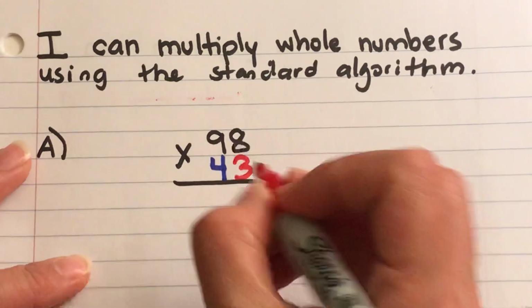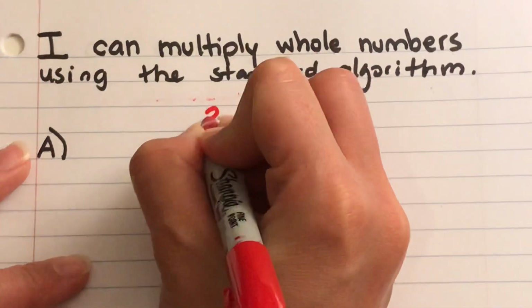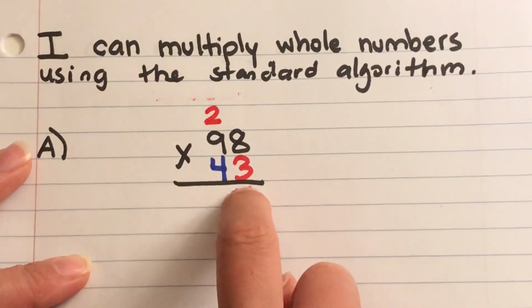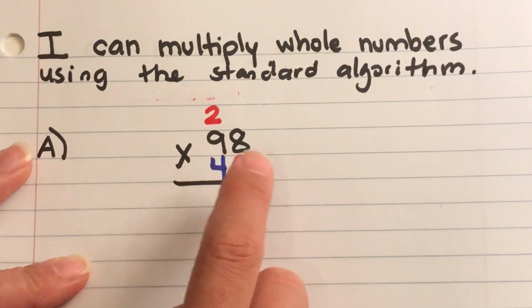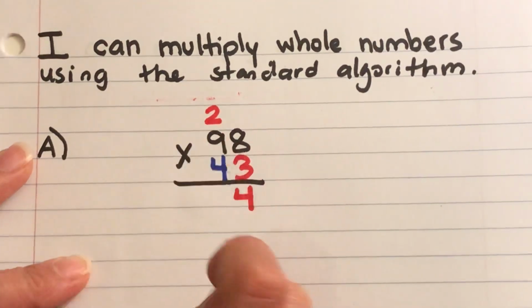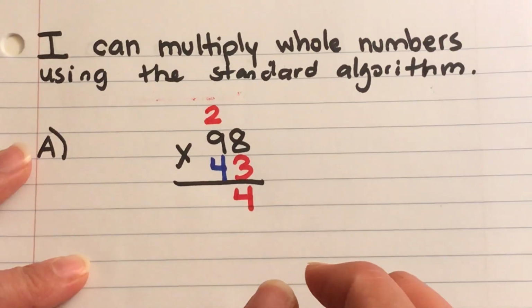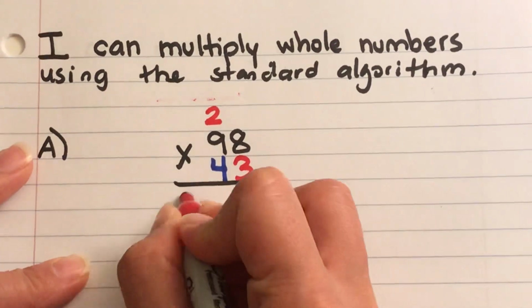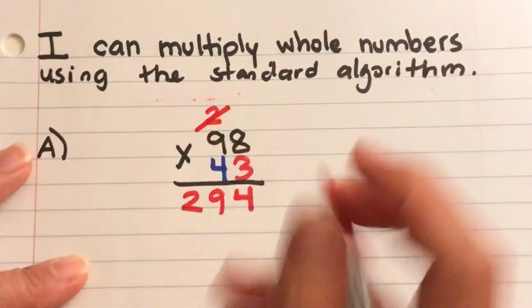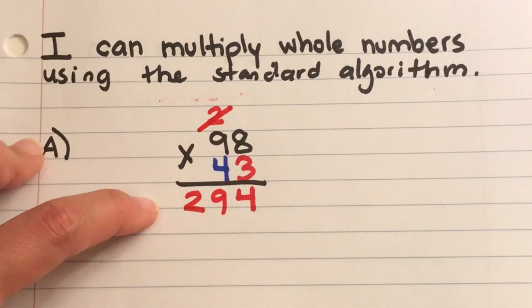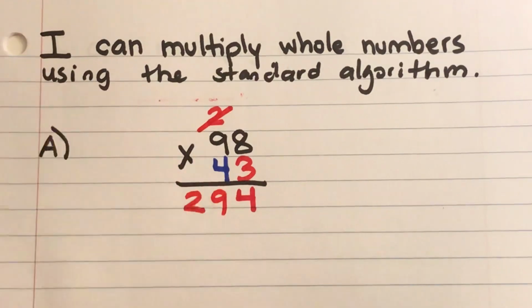3 times 8 is 24, so 4 ones, 2 tens. 3 times 9 is 27. And then you add the 2, which is 29. Good. I always try to cross out what I used for my first partial product just so I don't get confused with the tens.